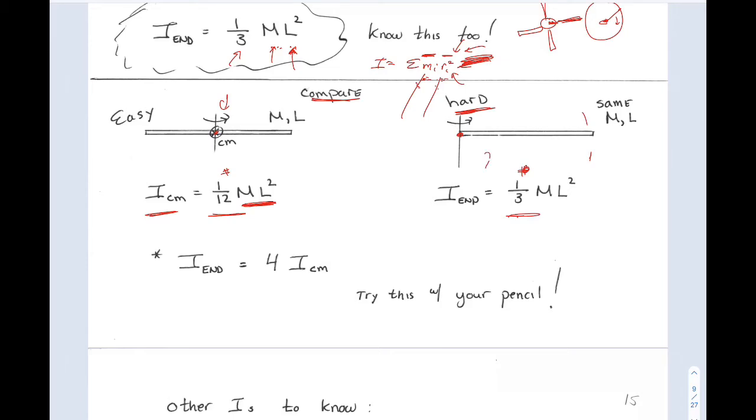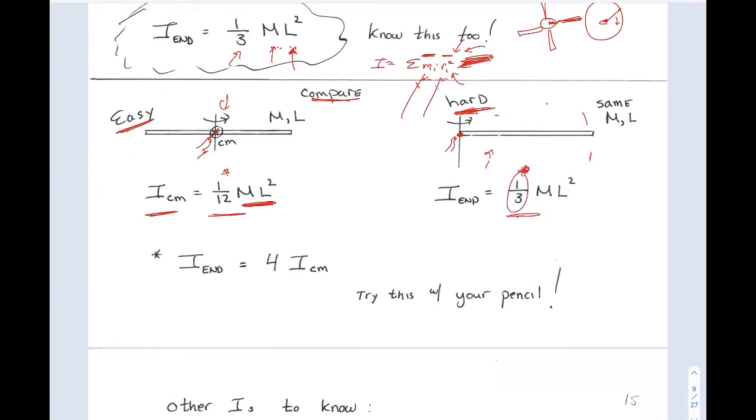Okay, so the 1/3 always goes with that one, and the 1/12 always goes with the easy one. And even during an exam, you can grab your pencil from here versus grab your pencil from here. Okay, rotate them back and forth. That one's easy to rotate, that one's harder to rotate, so you know, ooh, the 1/3, the bigger number, goes with that one.